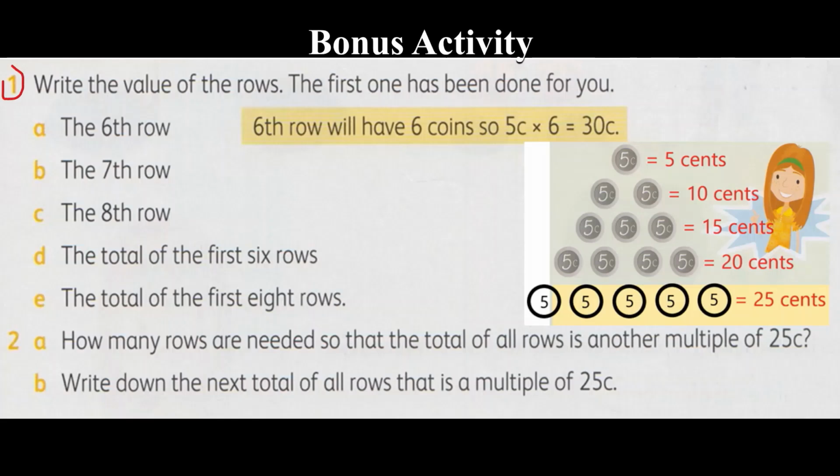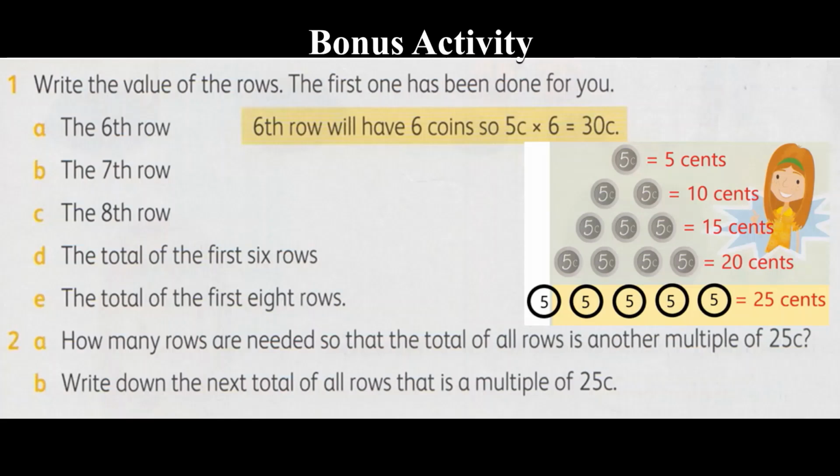So for number 1, it says, write the value of the rows. The first one has been done for you. So for 1A, it says the 6th row. There was no 5th row, hence me including that and putting the image there for you as a reference to help you. So for the 6th row, you will have 6 coins, so 5 cents times 6 equals 30 cents.